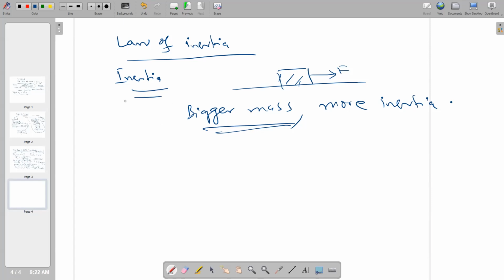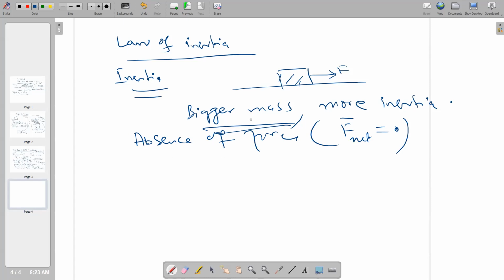So here you have seen that in the first law, we are talking about the absence of force. Absence of force means the net force is equal to 0. But in the second law, we will see the presence of force, by applying the force. So this is all about the first law of motion.